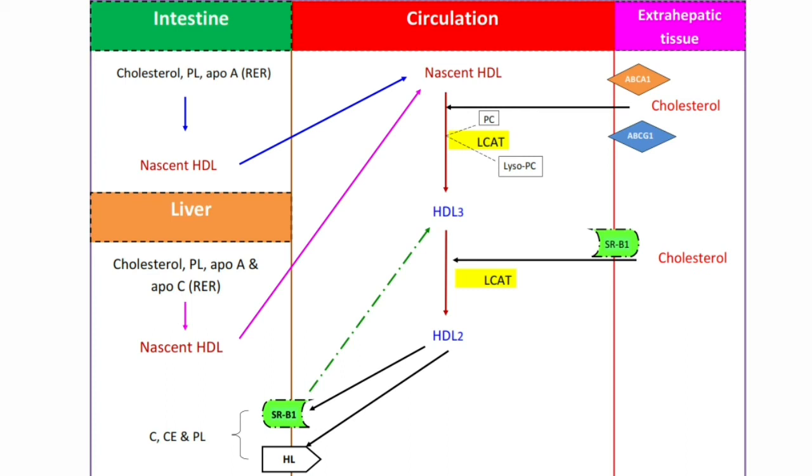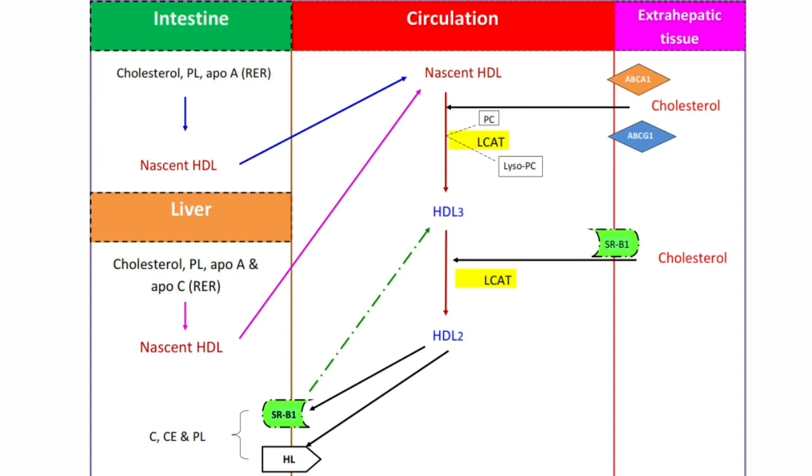The other function of scavenger receptor B1 is in other tissues, meaning other than liver and steroidogenic tissues. There, SRB1 mediates the acceptance of cholesterol from the cells by HDL. So HDL transports cholesterol to the liver for excretion via the bile. This mechanism is called the reverse cholesterol transport.